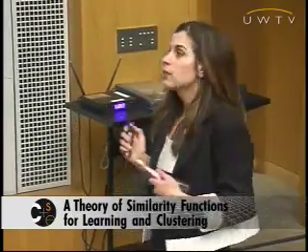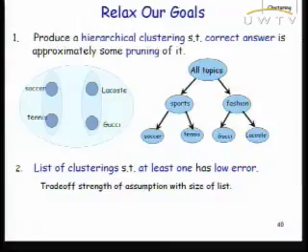Now, one other relaxation of the clustering objective we consider in our work is list clustering. Here we allow the clustering algorithm to output a small list of clusterings, such that the correct desired clustering is close enough to one of the clusterings in the list. This is similar in spirit to list decoding in coding theory, and we can, of course, imagine trading off the strength of our assumption with the size of the list produced.